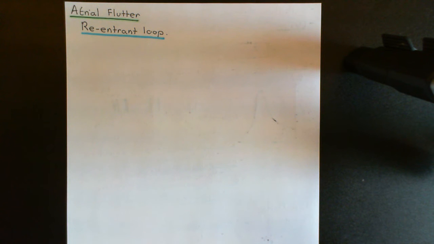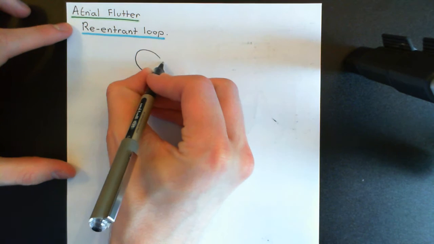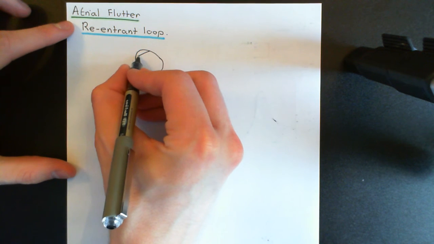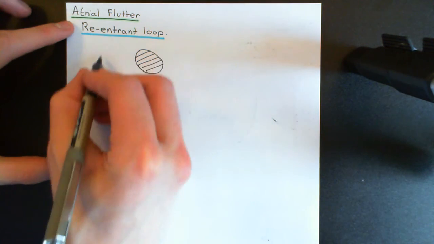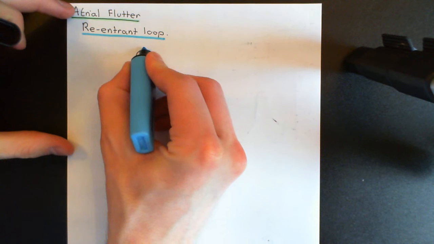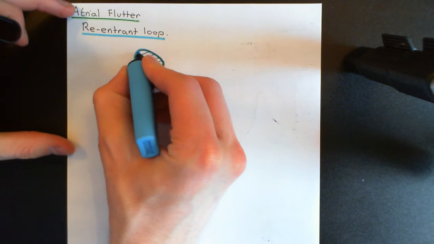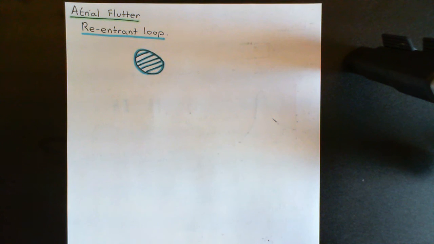Let's imagine that in the wall of our atrium we have a nice big scar due to a past myocardial infarction. Let me draw this here. What can now potentially happen is you can get a reentrant loop formed around this scar. Let's imagine the piece of paper is the wall of the atrium and we've got this scar here. This is not cardiomyocyte tissue, this is fibroblasts with connective tissue. It does the job of filling the gap, but it doesn't conduct action potentials.